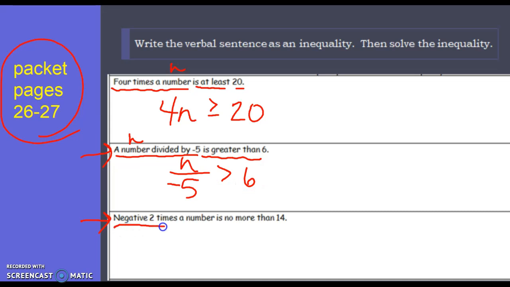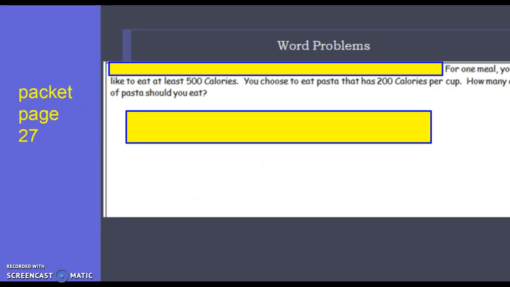The next one, -2 times the number, we would write that as -2n. You can use x, I don't care what letter you use, is no more than. So no more than means it can't go above it. It could equal it, but it can't go above it, and that would be less than or equal to, and then we have 14. So hopefully you did okay on those.